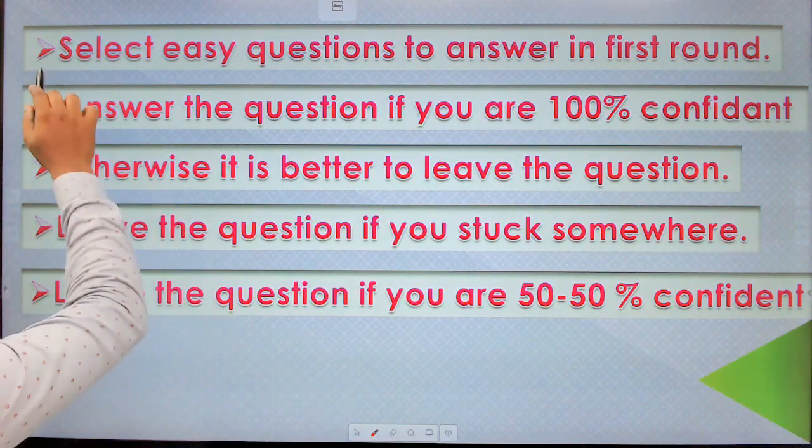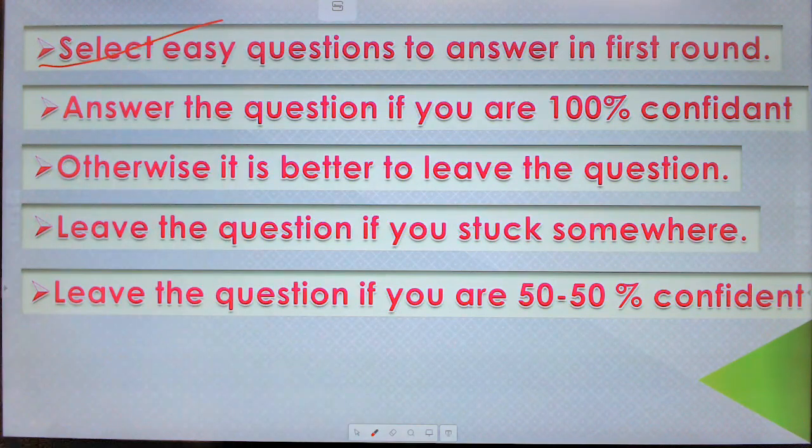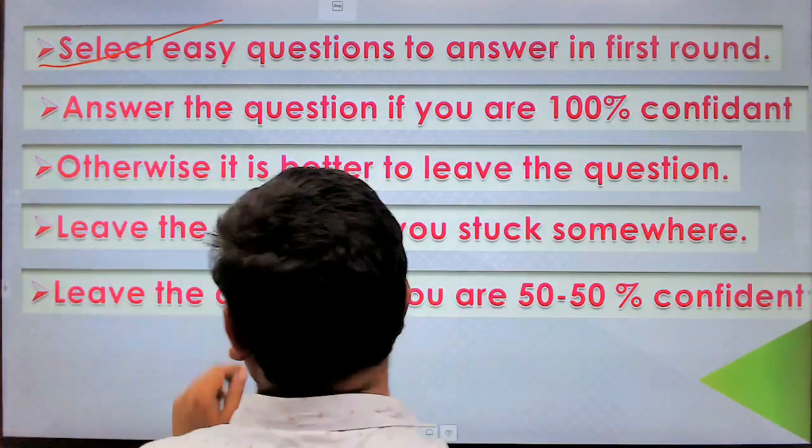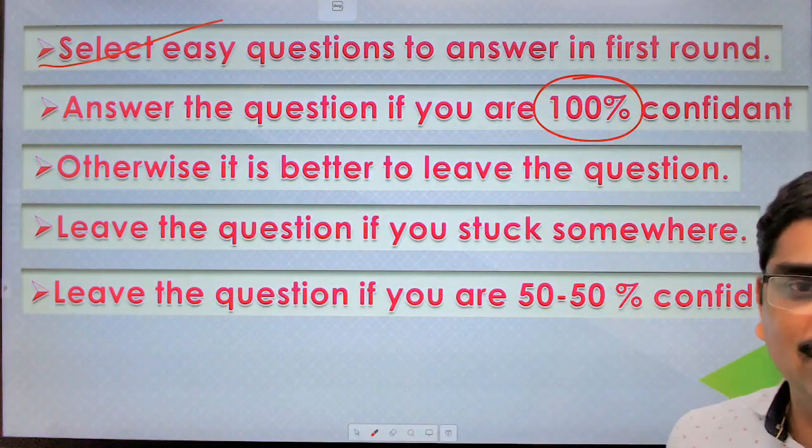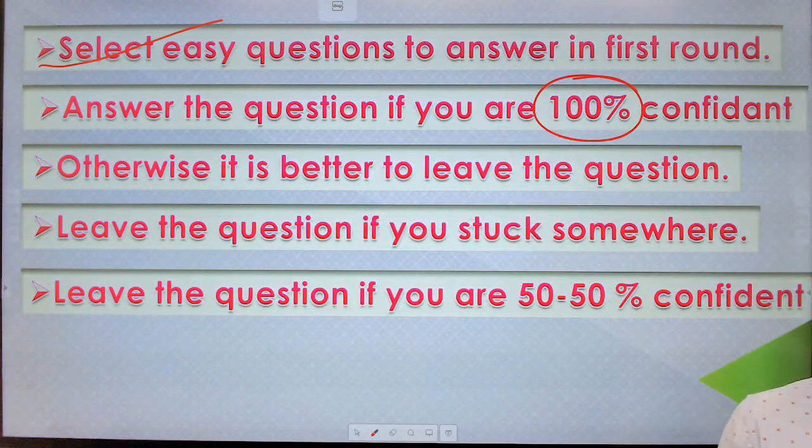So first and most important point is select easy questions to answer in first round. Next one. So if you are 100% confident, then only answer that question. Otherwise, it is better to leave the question.